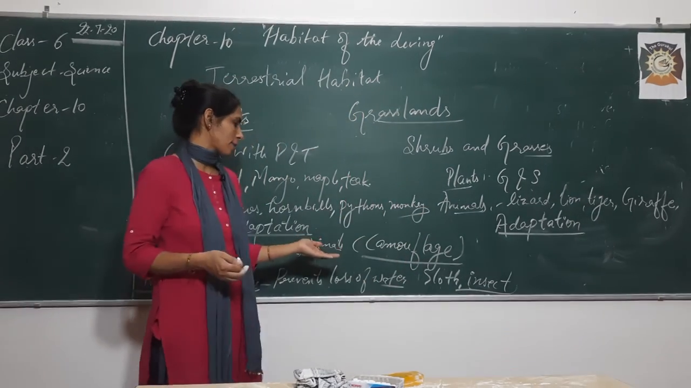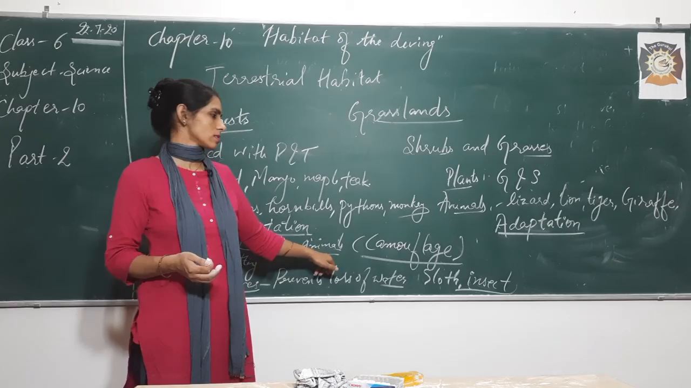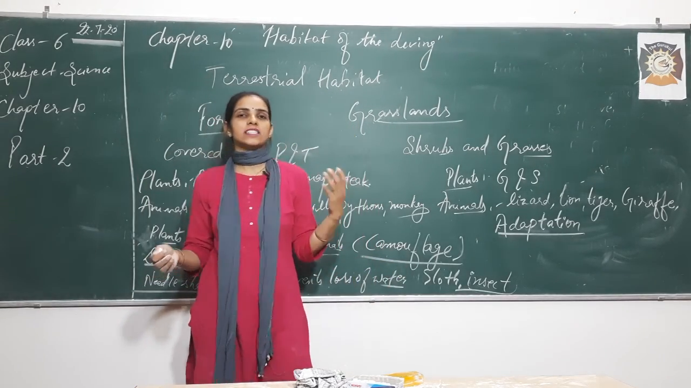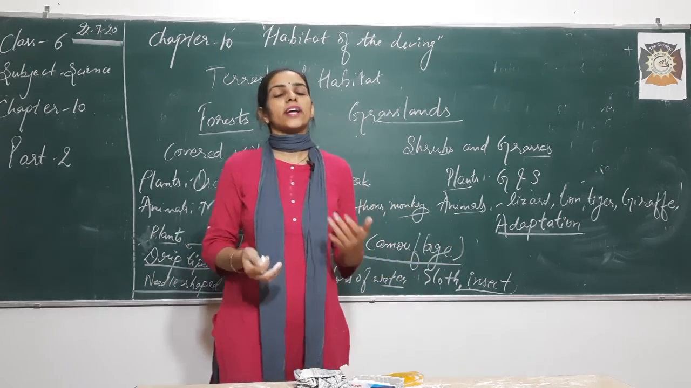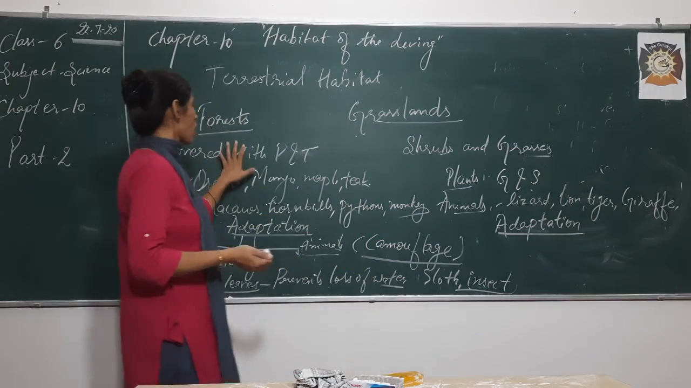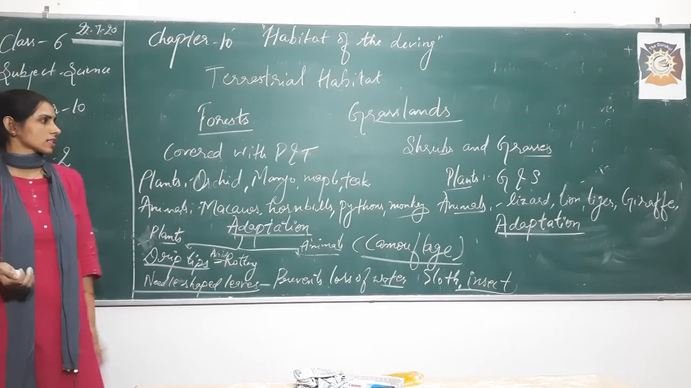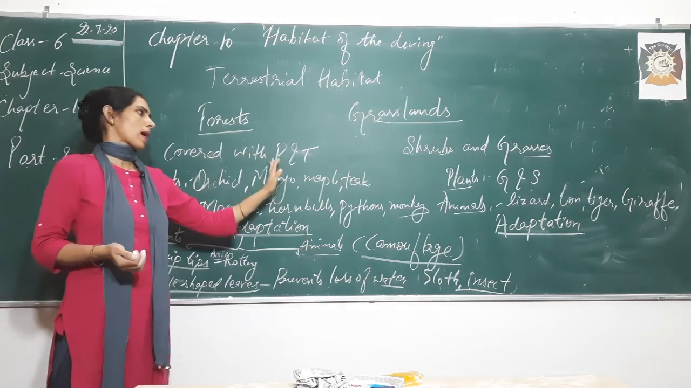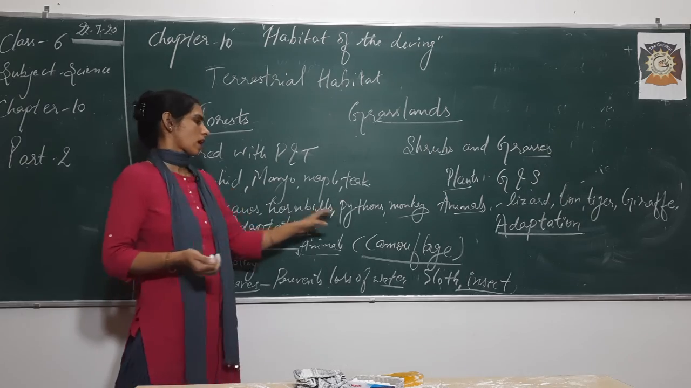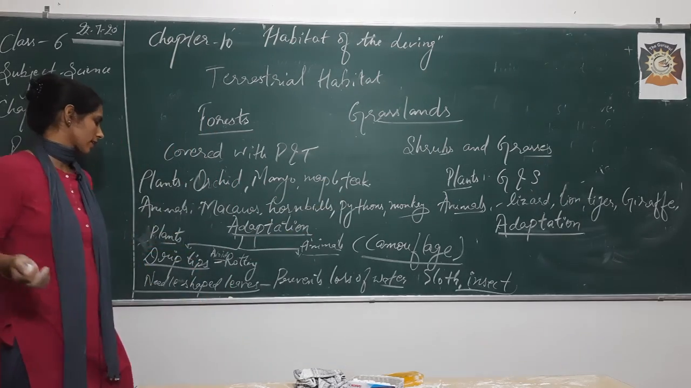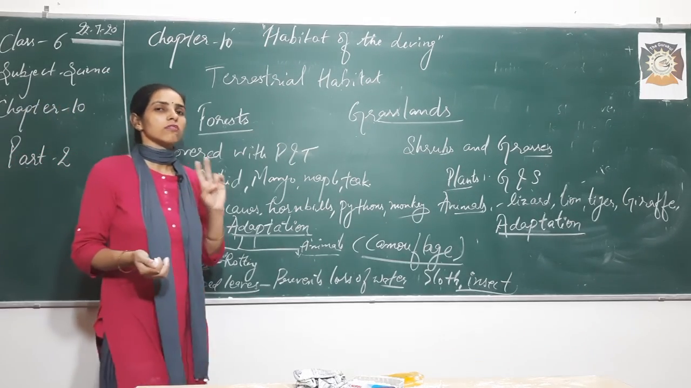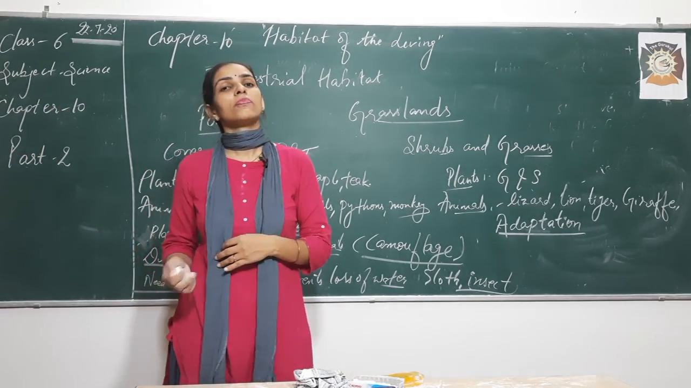So this is what happens in case of animals, by showing camouflage, they are not recognized by their predators and they are protecting themselves from their enemies, right students? So this is all about forest. We have discussed that these are covered with plants and trees, plants like this, animals like macaws, hornbills, pythons, monkeys, tigers, etc. Adaptations we have to discuss for both, for plants as well as for animals.